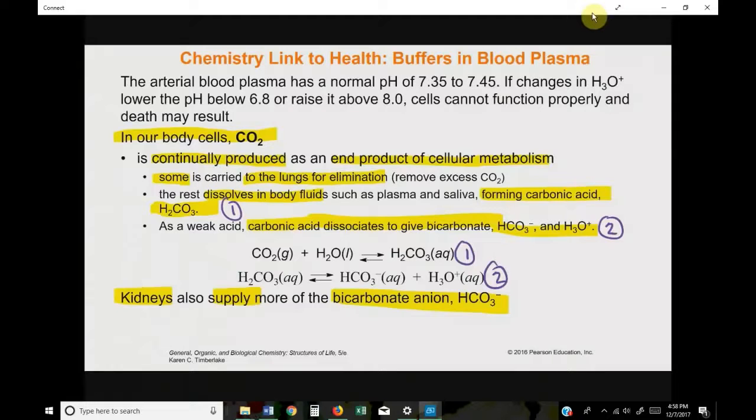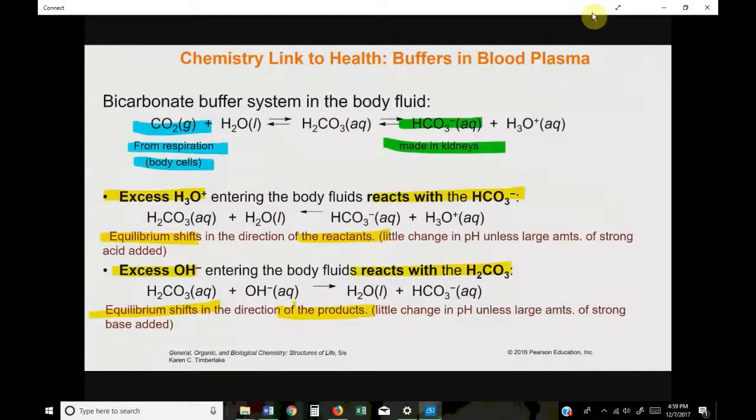Our kidneys also supply a portion of bicarbonate ion as they form urine. So we have CO2 that's produced in our cells, and our kidneys produce bicarbonate when necessary. So we have this buffer system, with CO2 made in our body cells and bicarbonate made in our kidneys, and we have this buffer system in all of our body fluids, except for the ones that require a different pH, such as in our stomachs and in our small intestine, where the pancreas releases bile.